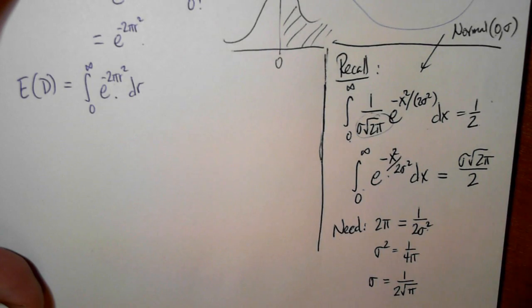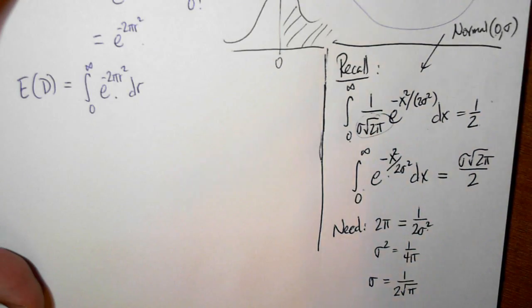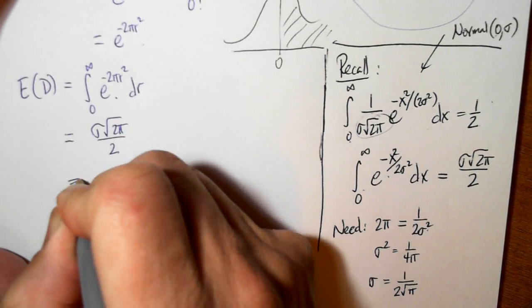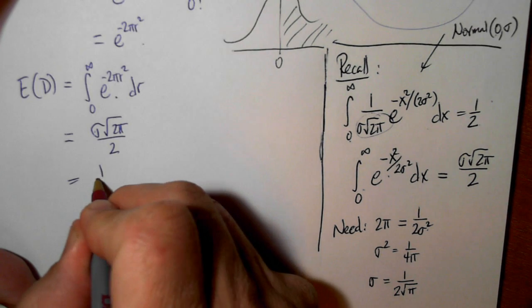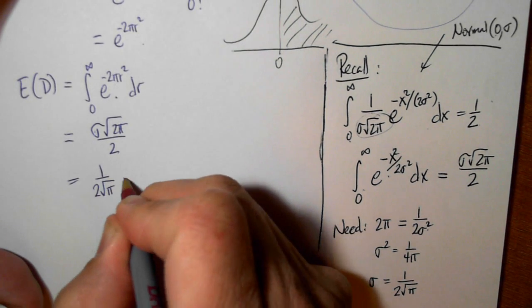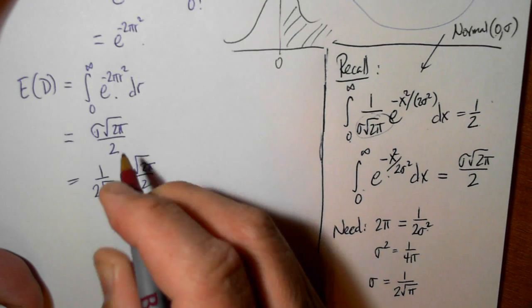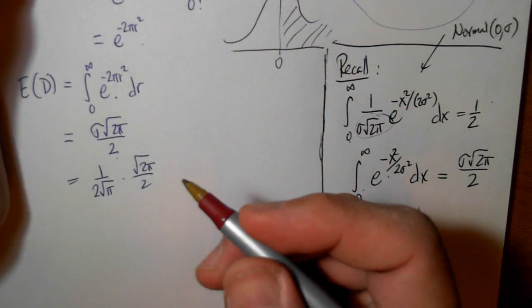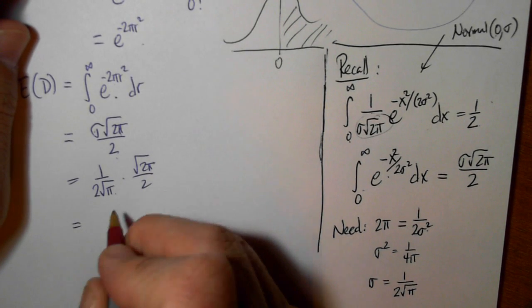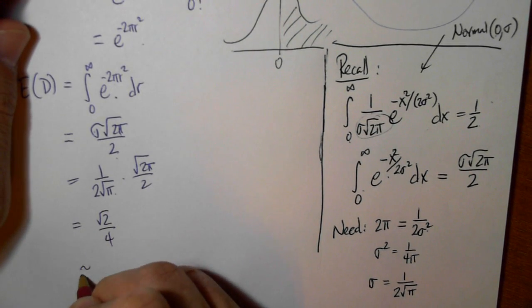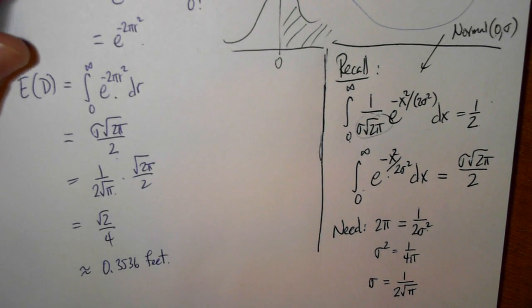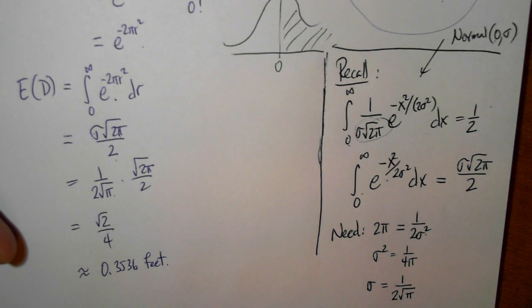Okay, so this integral here is going to be equal to, coming back over here, sigma times the square root of 2 pi over 2, where the sigma that I have here is 1 over 2 over square root of pi. Then I multiply that by the extra square root of 2 pi over 2. And then simplifying, the square root of pi's cancel, I end up with square root of 2 over 4, which is about 0.3536 feet. And so that will be the distance of the closest mark to the bullseye.